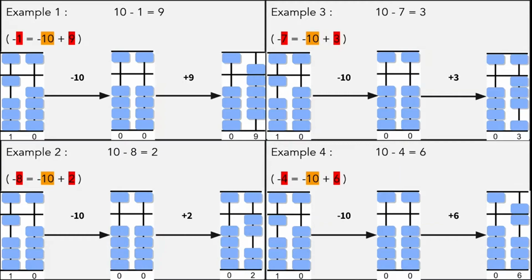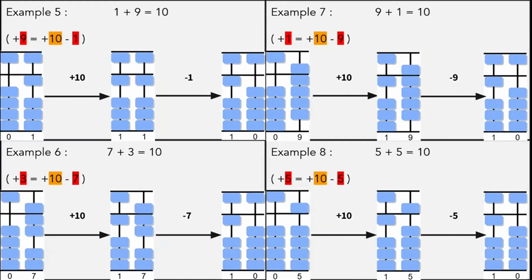In example 4, we can use the same method to solve this problem. 10 minus 4 is equal to 6. 10 minus 4 is the same as 10 minus 10 plus 6. I have subtracted 6 more than I was supposed to, so I must add it back. This will give me an answer of 6.